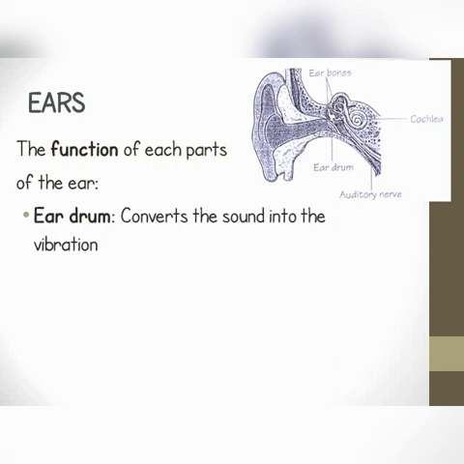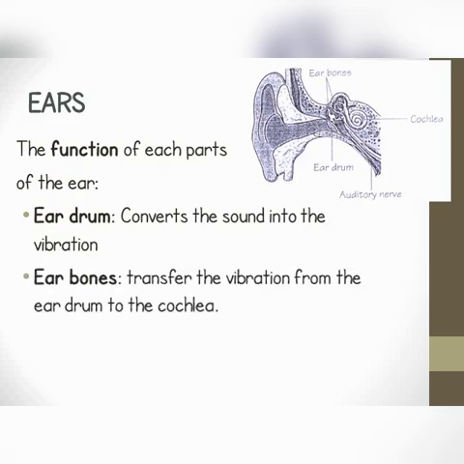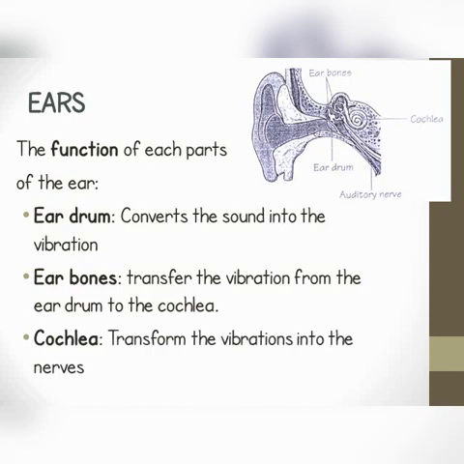The eardrum, this one, will convert the sound into vibration. So after the sound comes into the ear, the eardrum converts the sound into a vibration. The second one is the ear bones. The ear bones will transfer the vibration from the eardrum to the cochlea. And then what is the cochlea? The cochlea is used to transform the vibrations into nerve signals.